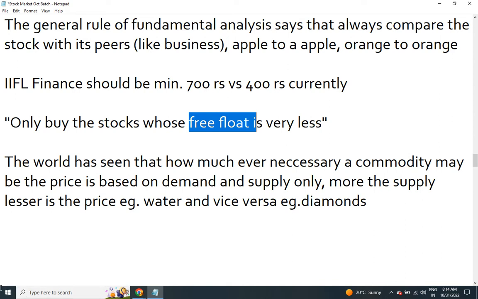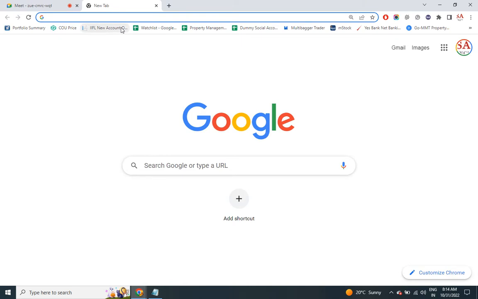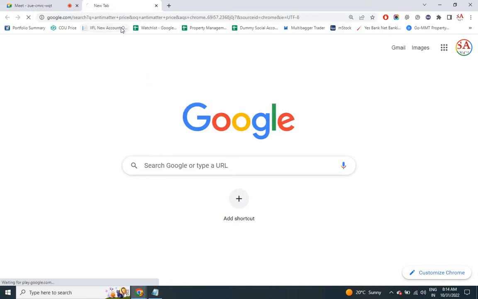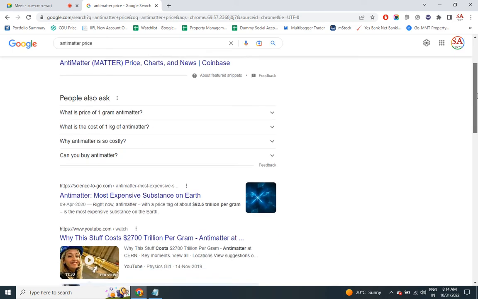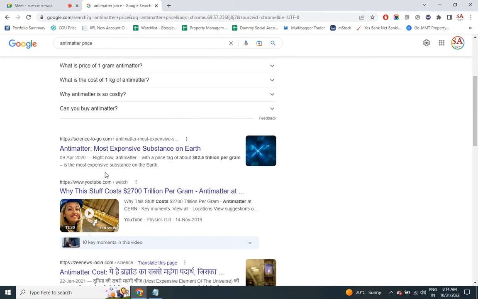Let us see exactly how much is the price. $62.5 trillion. Okay, imagine guys. I told you 1 lakh crore. 1 trillion is 1 lakh crore. It is $62 trillion, not even rupees, per gram. Unimaginable. $2,700 trillion per gram.